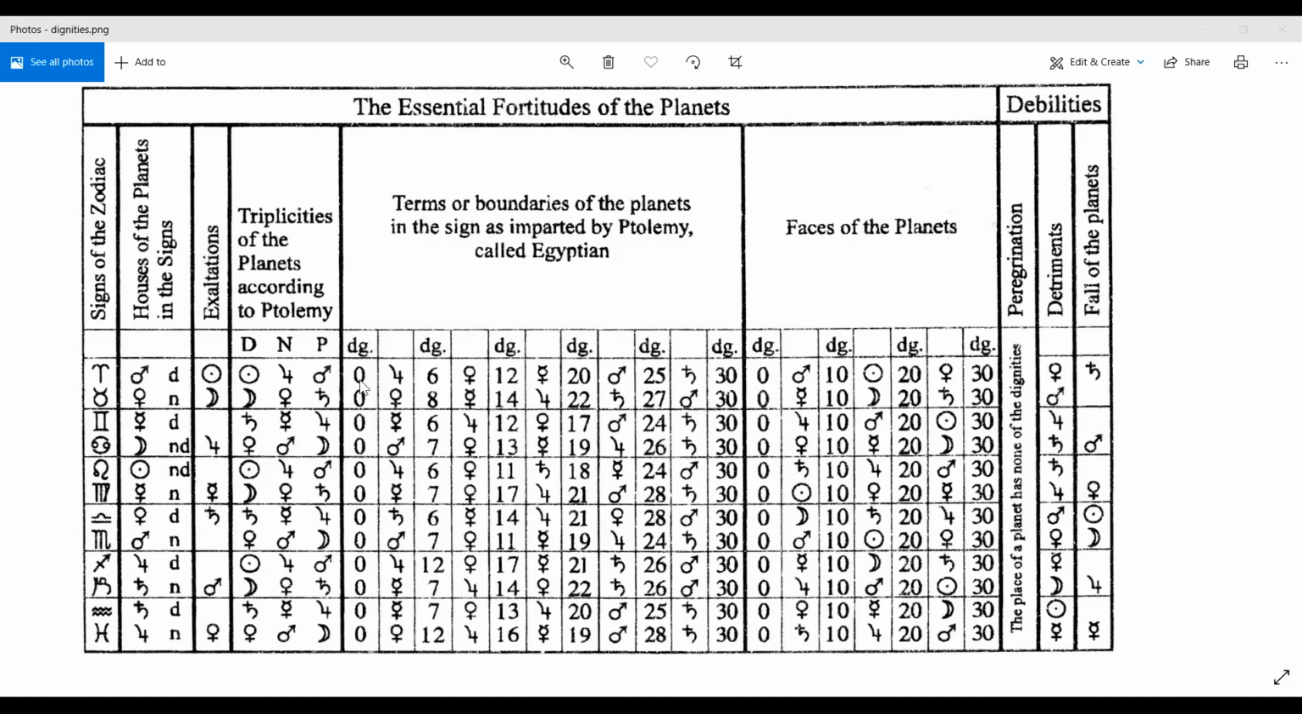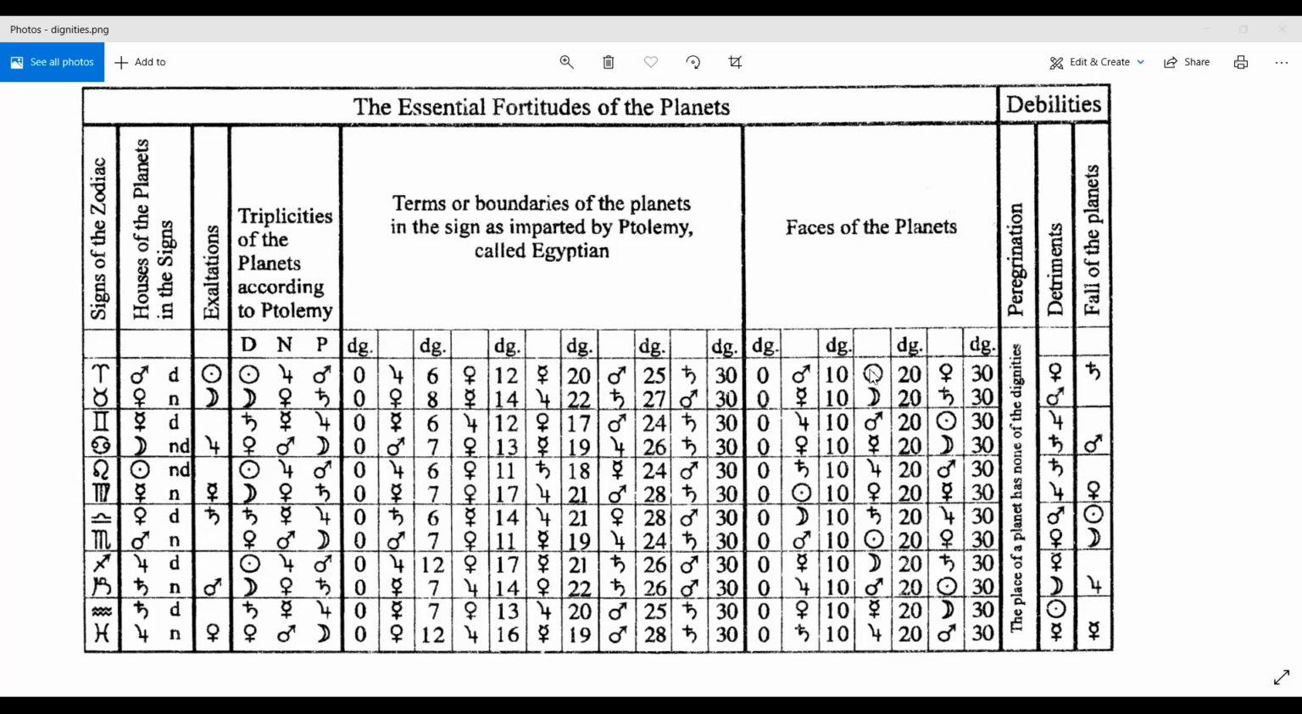And then from 0 to 6 degrees, that's the term of Jupiter. From 6 to 12 is the term of Venus. From 12 to 20 is the term of Mercury. 20 to 25 for Mars. 25 to 30 for Saturn. Okay, and then as you can see also, the faces.